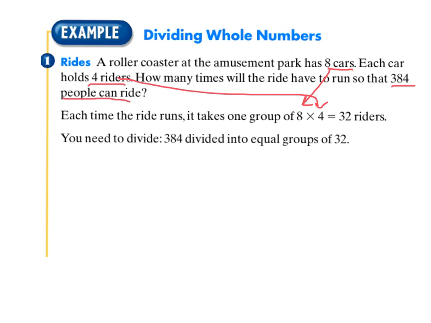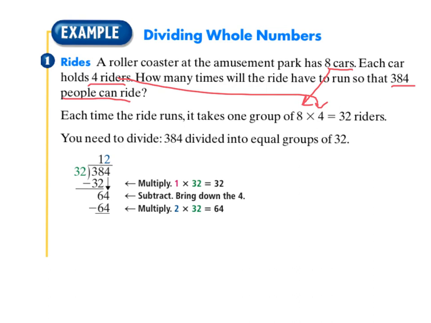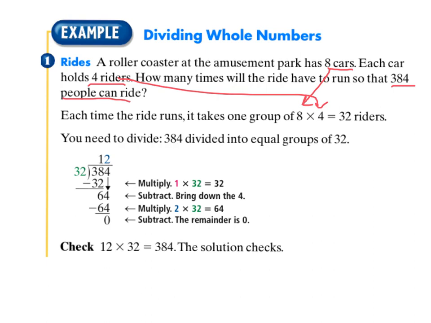So we need to divide 384 into equal groups of 32, because we know our grand total of riders is supposed to be 384, and each run gets 32 riders. So if we set up our division, 384 divided by 32, 32 goes into 38 one time, so we multiply down and subtract. 38 minus 32 is 6, bring down your 4. 32 goes into 64 two times, multiply down and subtract. 0 is the remainder. So we'll have 12 runs of 32 people to get us to 384.